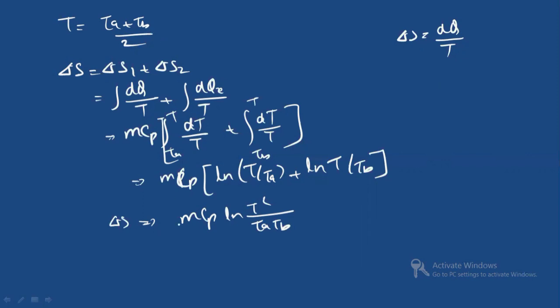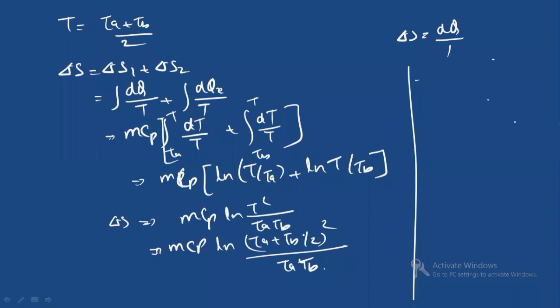Now the value of T is this one. So you will write mCp ln, T square is Ta plus Tb by 2 whole square, and here you will have TaTb. Now what you will do? You will make this entire term whole square. So it is mCp.